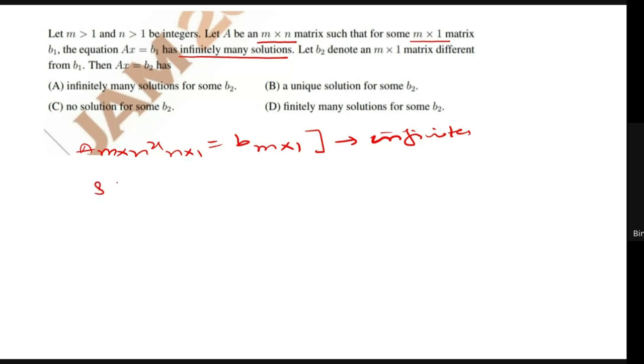The next question is, let m greater than 1 and n greater than 1 be integers, and let A be an m cross n matrix such that for some m cross 1 matrix B1, the equation AX = B1 has infinitely many solutions. So A is m cross n, X is n cross 1, and B is m cross 1, and it is given that the system has infinitely many solutions. So we can write rank of A equals rank of the augmented matrix [A | B1], which is less than n, because it has infinitely many solutions.